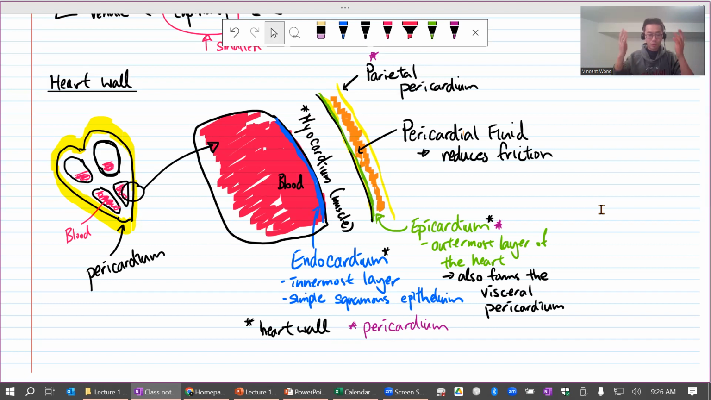Quick question. The epicardium and the visceral pericardium are the same thing, they just have different names? That's right. That's the best way to think about it. So, are they interchangeable, or is there a context to use either one?